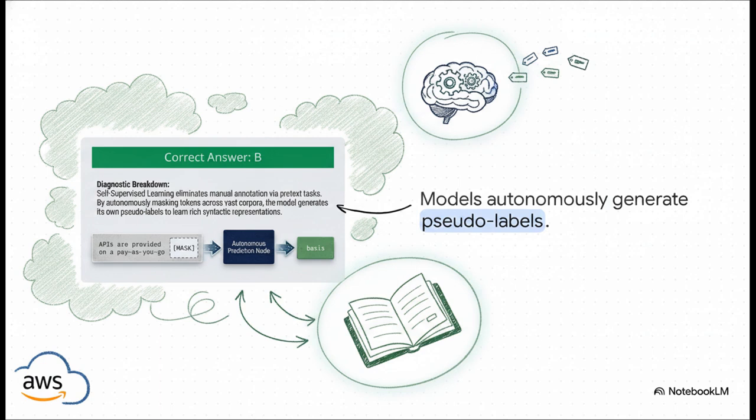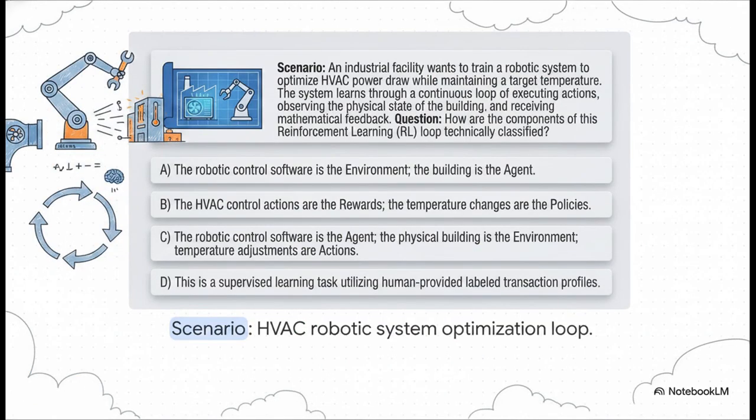By doing this millions of times, the model generates its very own pseudo-labels, saving human engineers literally thousands of hours of manual tagging. Scenario 6 takes us into the industrial space. Picture this. An industrial facility wants to train a robotic system to optimize HVAC power draw while maintaining a target temperature. The system learns through a continuous loop of executing actions, observing the physical state of the building, and receiving mathematical feedback. How are the components of this reinforcement learning loop technically classified?